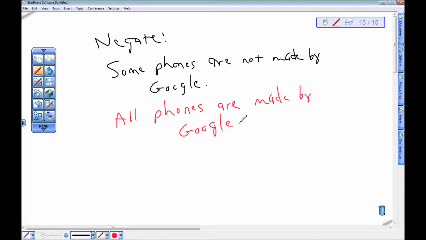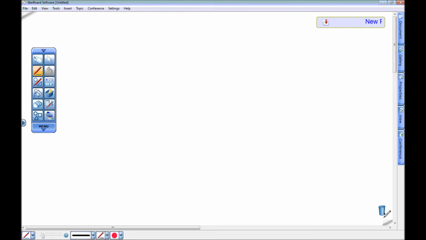Notice that if I say instead, for the negation of some phones are not made by Google, some phones are made by Google, I'm not making a strong enough statement, right? To negate some phones are not made by Google, I need to say there aren't any phones that are not made by Google. Okay, let's do another one.